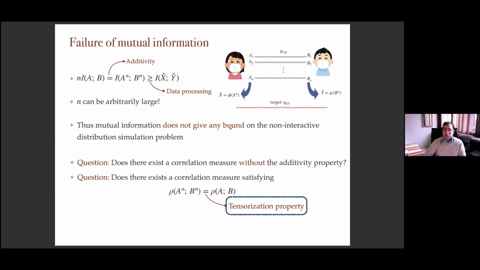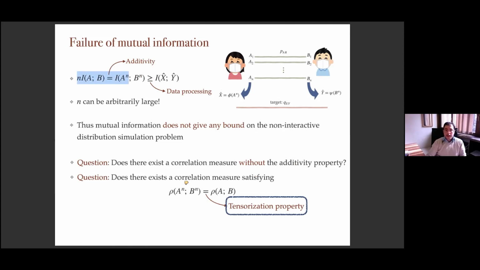So what kind of measures of correlation can I use for this property? These are the measures of correlation that do not have this additivity property. Or to be more precise, I want a measure of correlation that does not scale to infinity when I increase n. By increasing n, if I go to infinity, then this inequality would be satisfied. So I should look for measures of correlation that do not have this property, do not scale. In particular, they should not be additive.